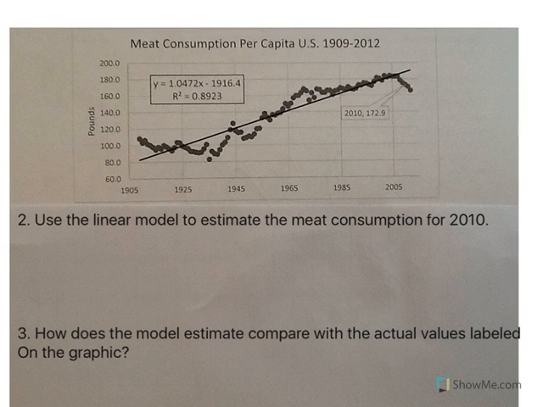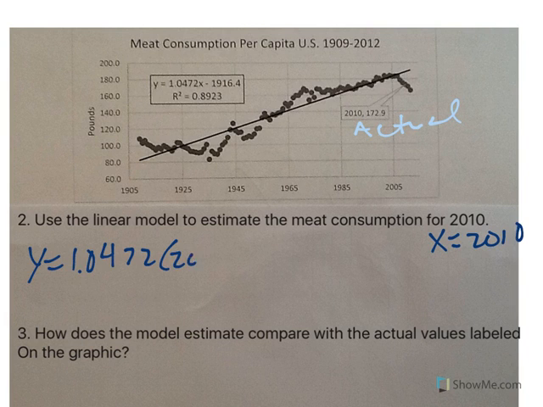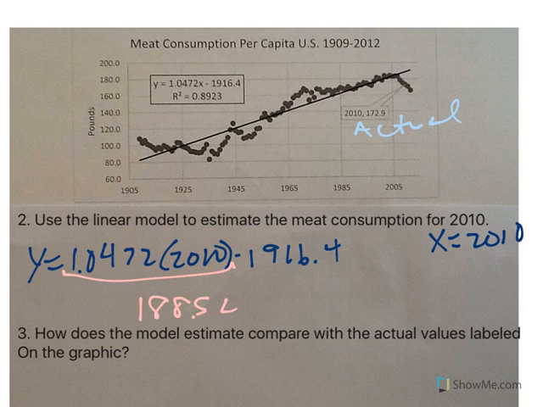Use the linear model to estimate the meat consumption for 2010. Okay, so they give us the actual, but we want to use this to find the estimate. So X would be 2010. So Y equals 1.0472 times 2010 minus 1916.4. When I do that, I first multiply and then I subtract. I would get a value of 188.5. I went ahead and rounded.